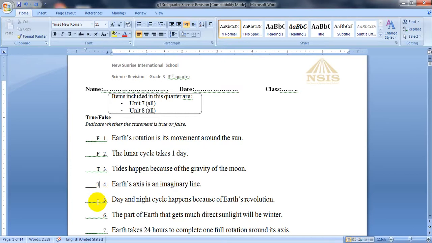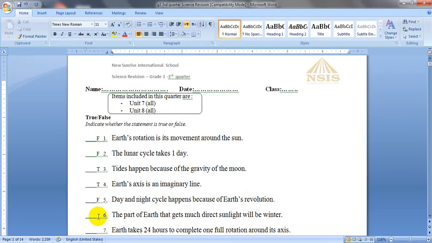Question number 5. Day and night cycle happens because of Earth's revolution. And as we said that revolution means the movement of Earth around the sun. Does it cause day and night cycle? Of course not. It causes the 4 seasons. But day and night cycle happens because of Earth's rotation.